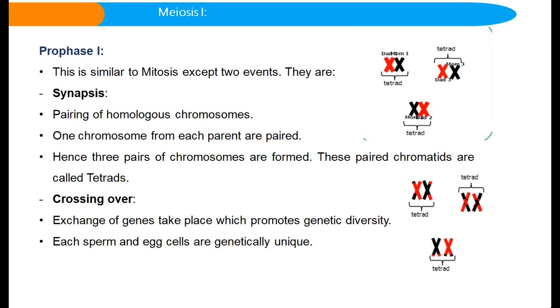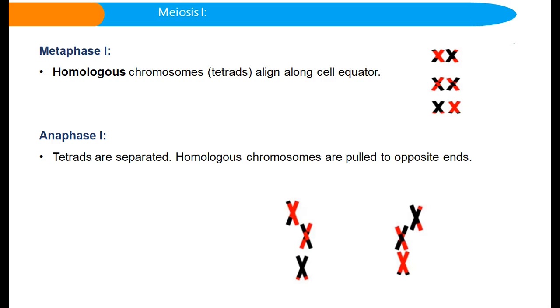And crossing over, that means exchange of genetic material takes place in between these homologous chromosomes, which promotes the genetic diversity. That is why the sperm and egg cells are genetically unique as the crossing over takes place, and it is different in different chromosomes. That is the reason every germ cell, either egg cell or sperm, is genetically unique.